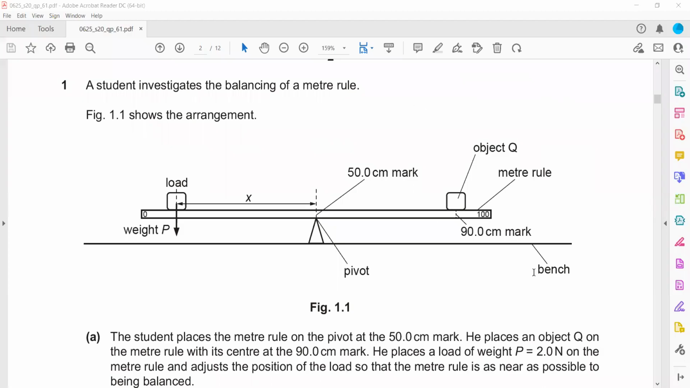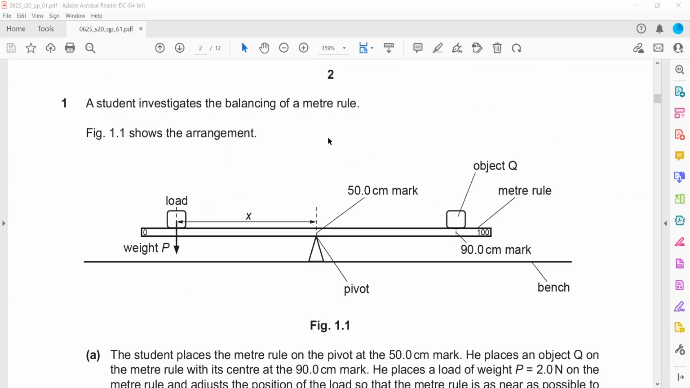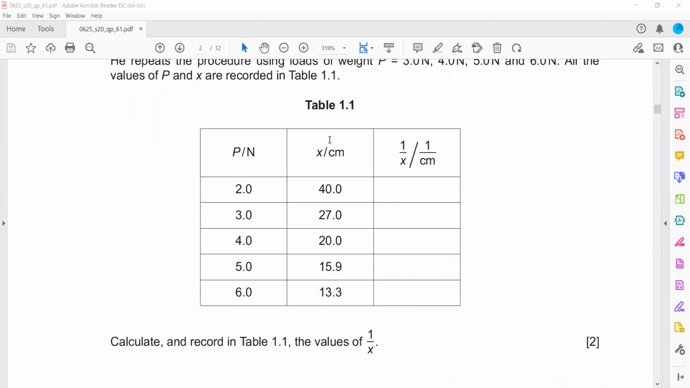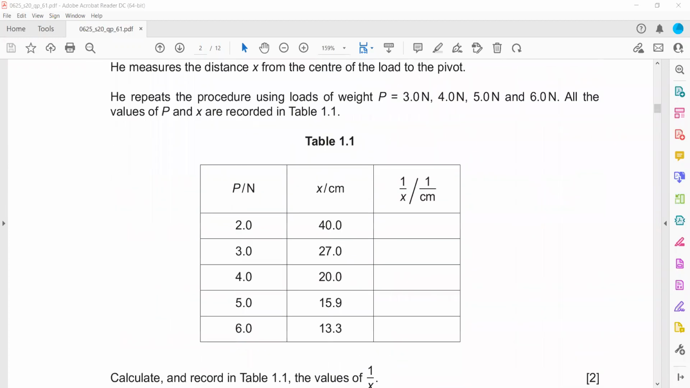So this one is May-June 2020 paper 6 variant 1. A student investigates the balancing experiment. As we did the first part, we have to just write 1 over x. So that is 0.025.